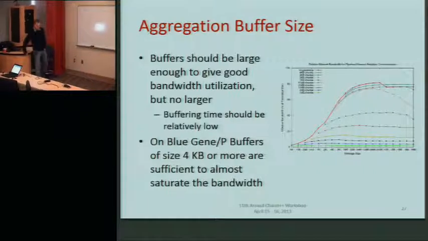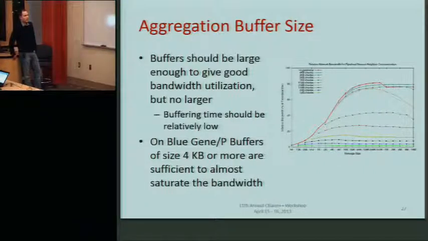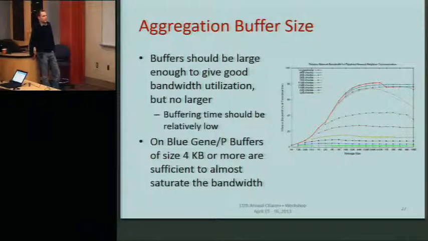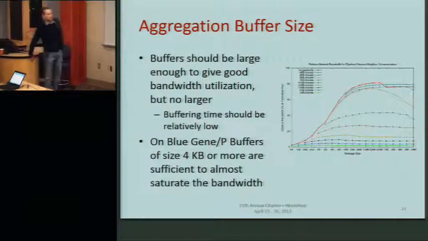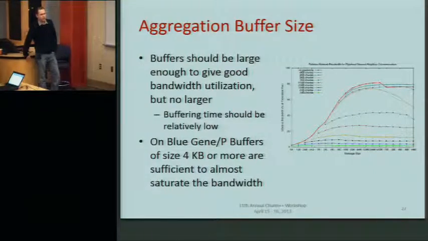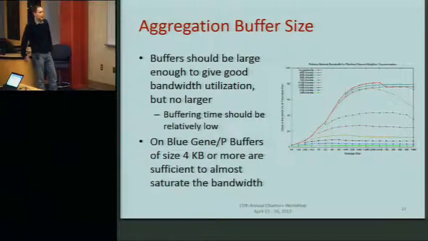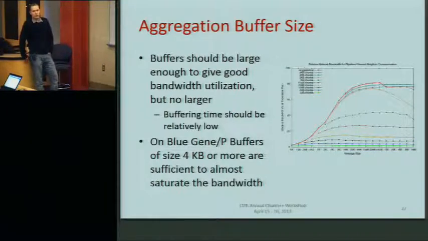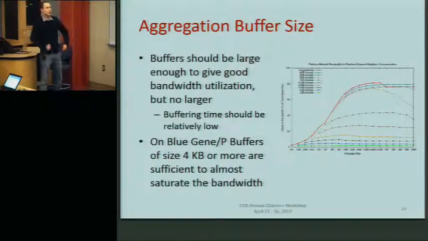So when we talk about aggregation of data items at the source and each intermediate destination, there's the question of how aggressively should we aggregate. Do we use a timeout? Do we aggregate based on the size of the buffer? And it turns out that aggregating on size of the buffer works pretty well.